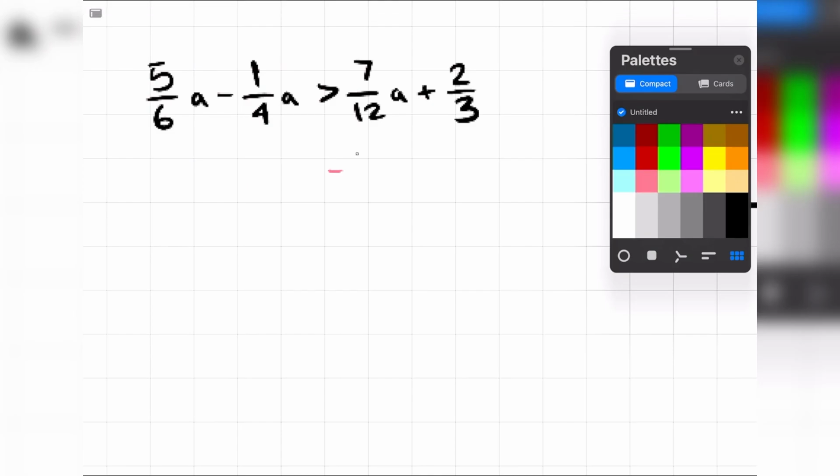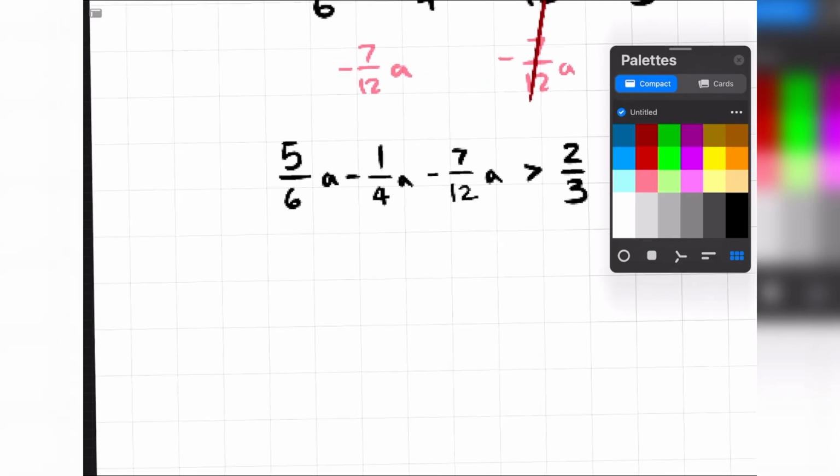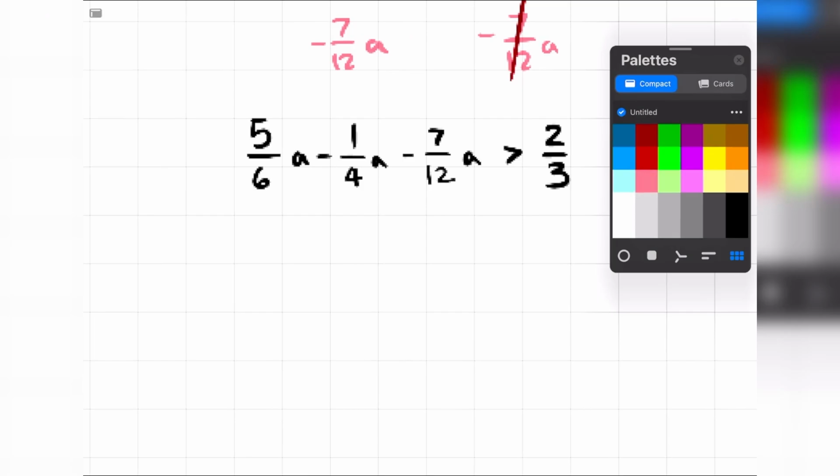But the first step you would do is move everything together. So you're going to subtract the 7 over 12a from both sides, right? That cancels out these guys. And on the left side, you're left with 5 over 6a minus 1 over 4a minus 7 over 12a is greater than 2 over 3. Next step is the same thing we did in the last one. If these all had the same denominator, we wouldn't have to find the lowest common denominator. But because they don't, we do.